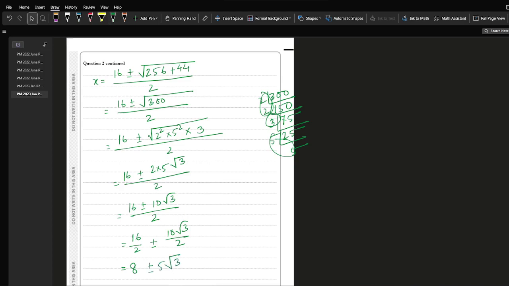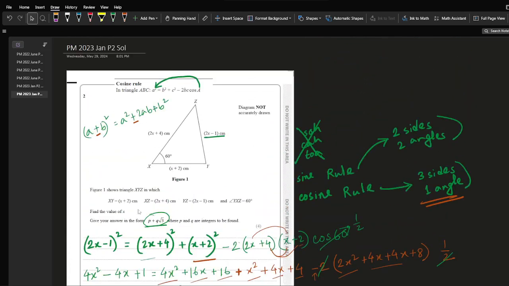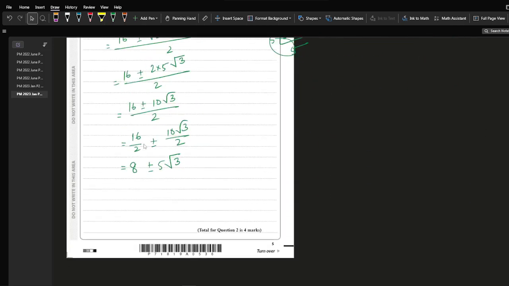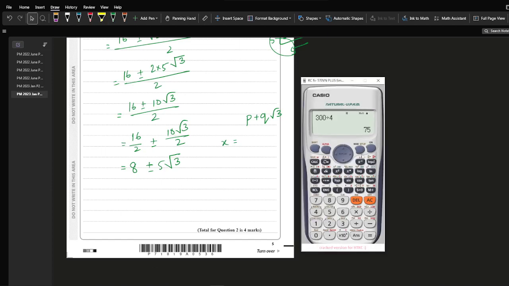Okay, find the value of x. So we have p plus q square root of 3. That was the format given in the question. Now let me write it here: p plus q root 3. Now we have to eliminate the negative one, and we have to give a reason why. Let's find the value of x in decimal format and see what happens.